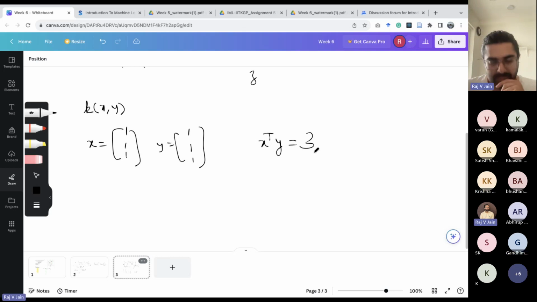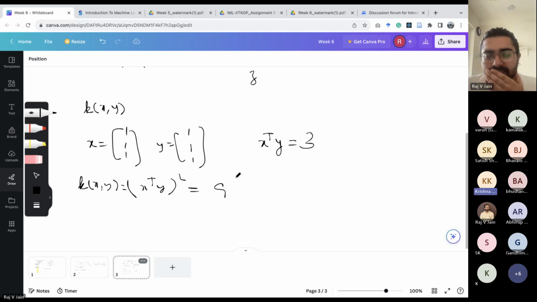So if you say, for example, let's say k of x comma y is x transpose y squared, then this becomes 9. This is a quadratic kernel. Yes, go ahead, Krishna.